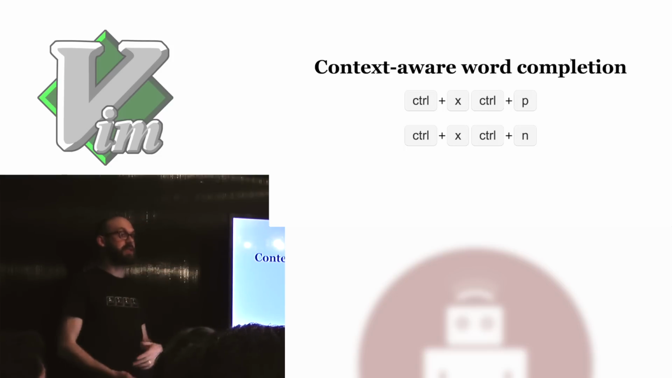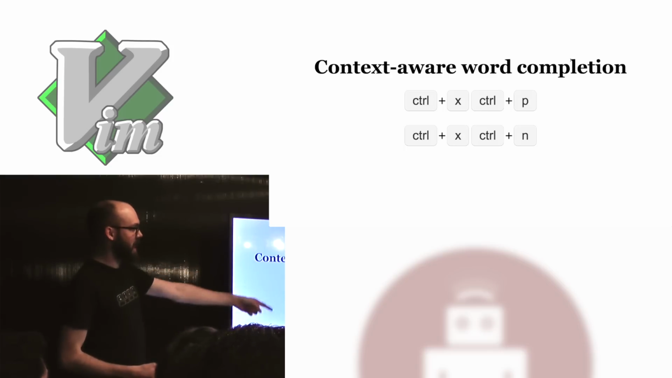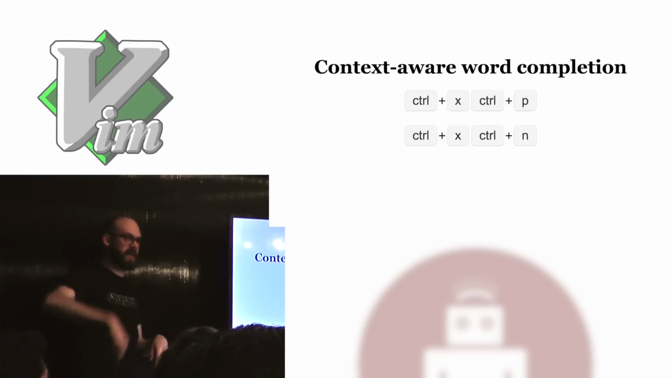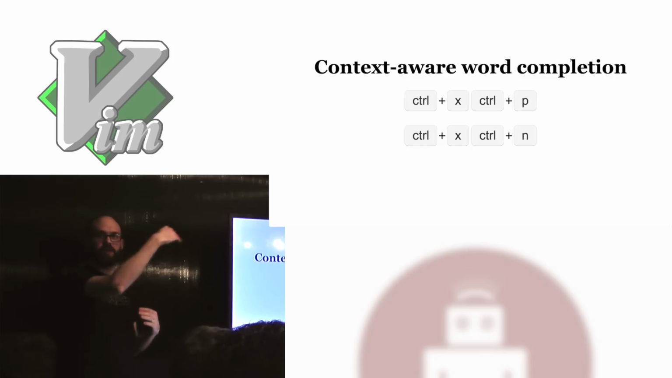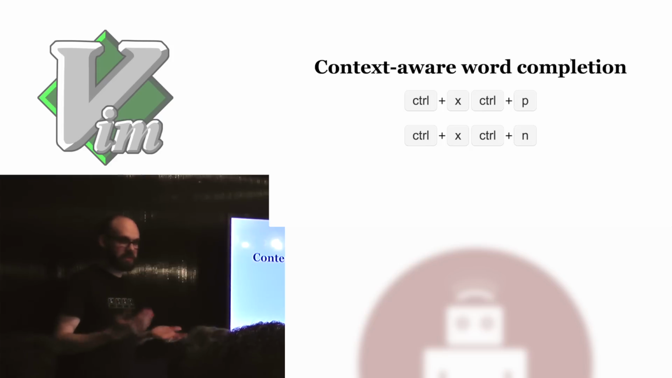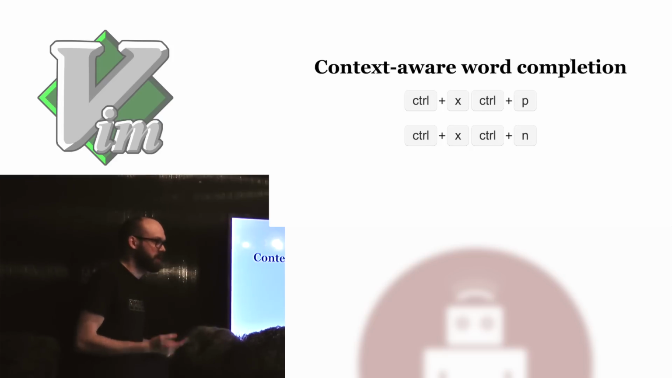As with regular completion, P and N both work for searching previous and next. P tends to be my go-to because I'm more likely to be repeating something that just occurred before where I am rather than repeating something that occurred after where I am. Just typically that seems to be what happens. Any questions on that one?